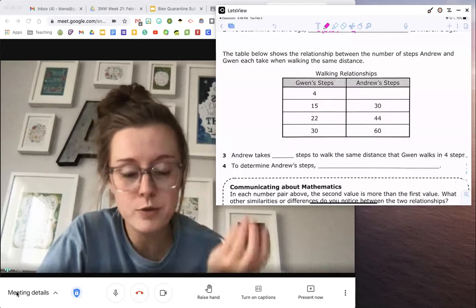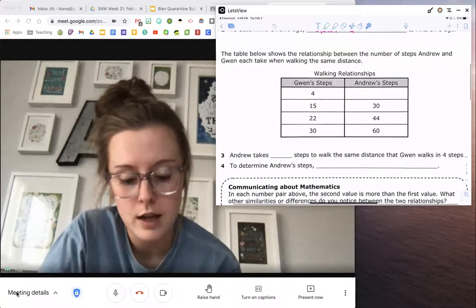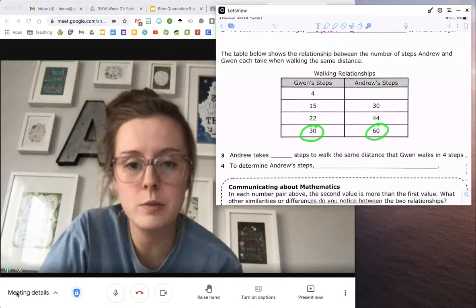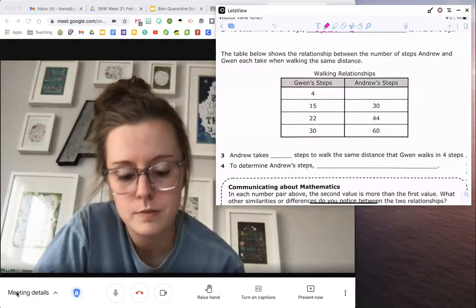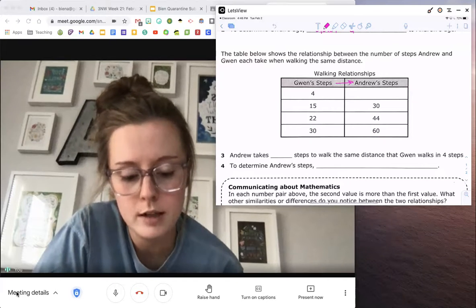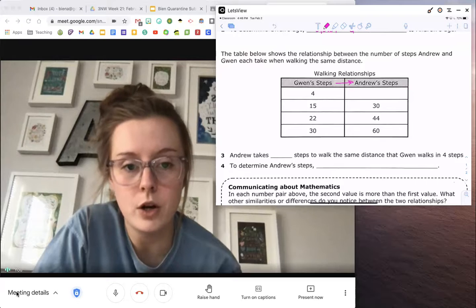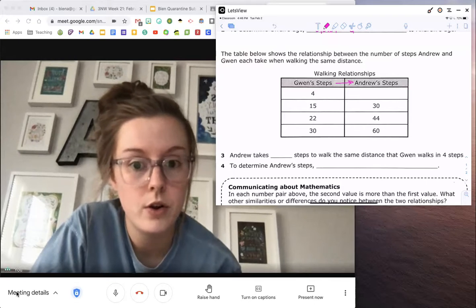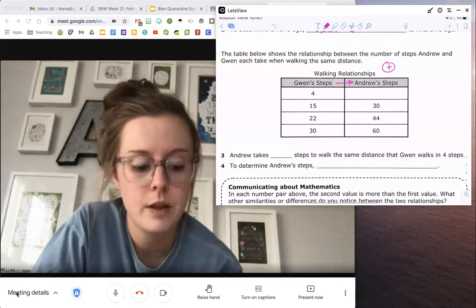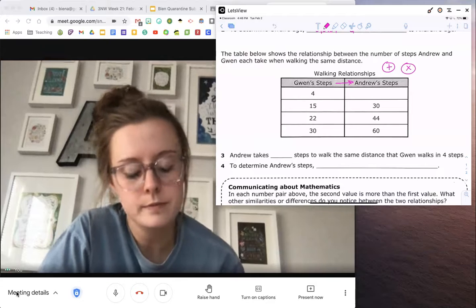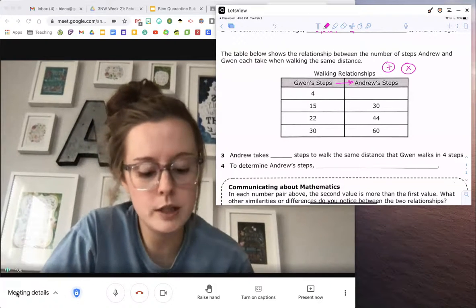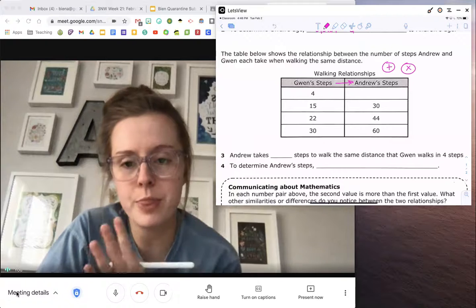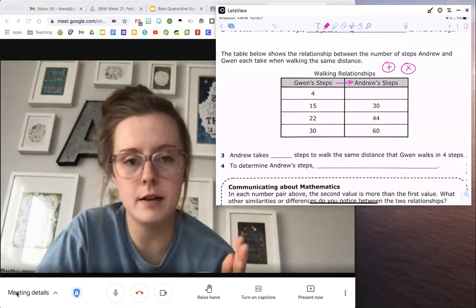So sometimes for me, if I see two numbers like these are easier for me because they're happy numbers. They end in zeros. So I'm going to look at those first. So I know to get from Gwen to Andrew, I'm getting bigger. So that means I'm either adding or multiplying. Alright, so adding or multiplying. So let's start with adding. How do I get from 30 to 60 if I'm adding?